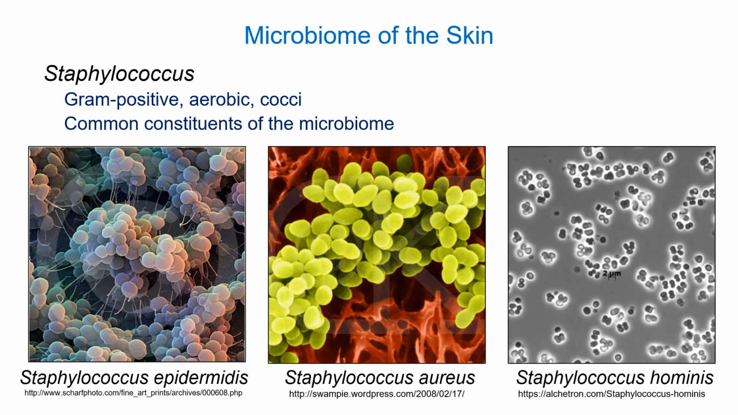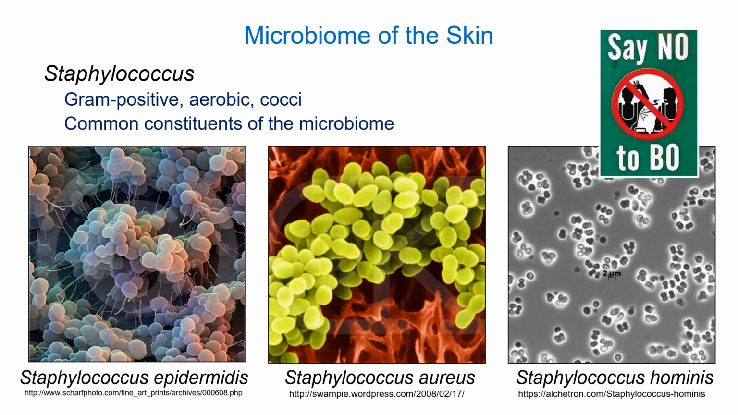One more Staphylococcus was only discovered a few years ago. It's called Staphylococcus hominis. So what's the big deal about this one? Turns out this one can cause BO, body odor. So if we have good hygiene, we can get rid of at least some of these and maybe reduce our odors. Some people with bad BO, for some reason their body tends to preferentially grow this organism a bit more than others.